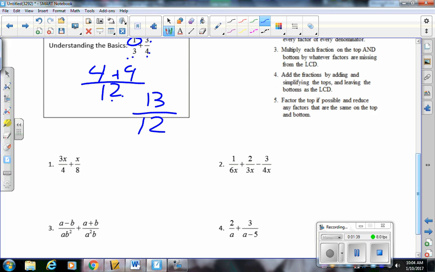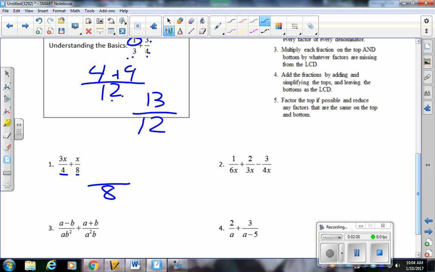So looking at this one, my two denominators are 4 and 8. Now we don't need to multiply them together to get 32. You certainly can do that, but you're just going to have more factoring and reducing to do at the end. So if you can get that LCD from the get-go, it's less work later on. So 4 goes into 8 evenly, so let's just leave 8 as our LCD.